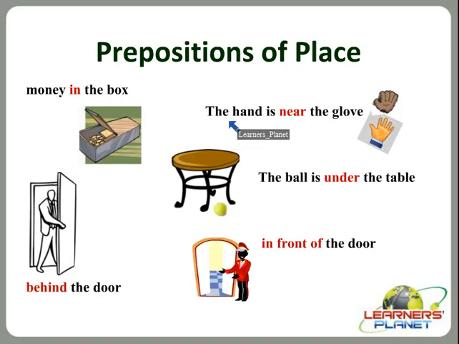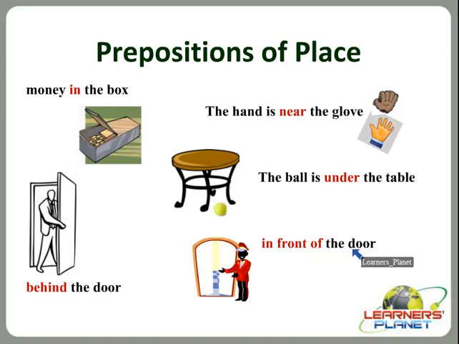Next, the hand is near the glove. Where is the hand? So because near answers the question where, it becomes a preposition of place. The hand is near the glove. Next, the ball is under the table. Where is the ball? Under the table. Here is the ball which is under the table. So under becomes another preposition of place. Right, students?